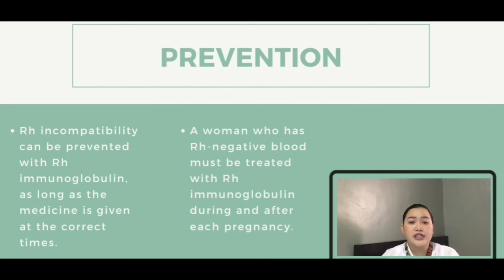Prevention: Rh incompatibility can be prevented with Rh immunoglobulin as long as the medicine is given at the correct time. Once the mother has formed Rh antibodies, the medicine will no longer help. A woman who has Rh negative blood must be treated with Rh immunoglobulin during and after each pregnancy or after any other event that allows her blood to mix with Rh positive blood.